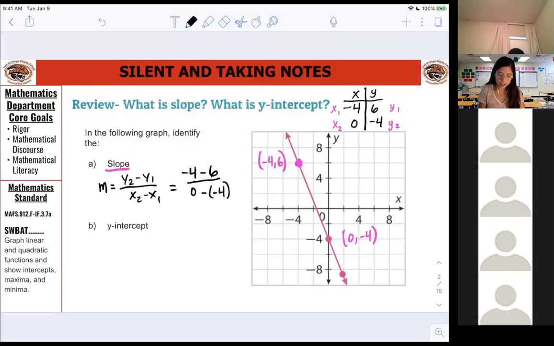All I did was plug everything in. Now, what does that double negative do in the bottom? It turns into addition. So it's -4 minus 6 over 0 plus 4. Now I simplify. What is -4 minus 6?